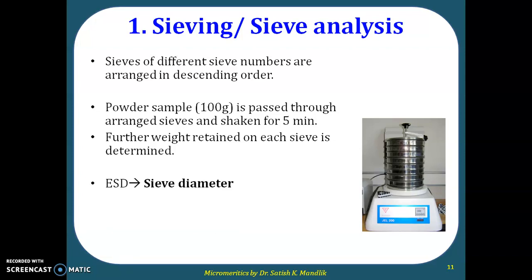The equivalent spherical diameter, which is applicable for the non-spherical particle, is determined in sieve analysis, and it is termed as sieve diameter. It is the diameter of non-spherical particle which is equivalent to the diameter of spherical particle that passes through that particular sieve number. The frequency distribution in sieve analysis depends on weight, therefore it is weight distribution. This method is simple and commonly used for the wider particle size analysis.